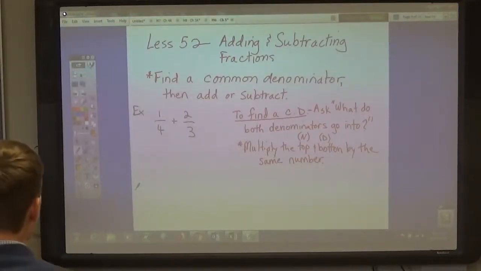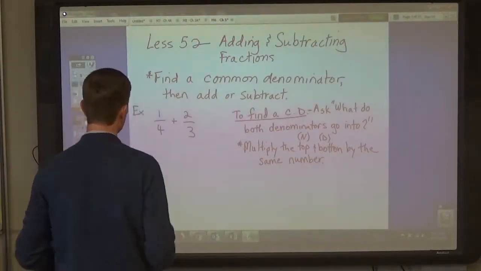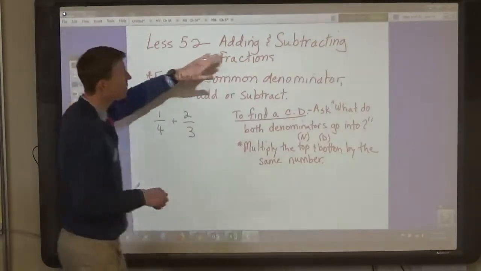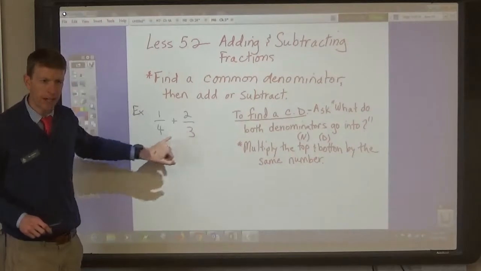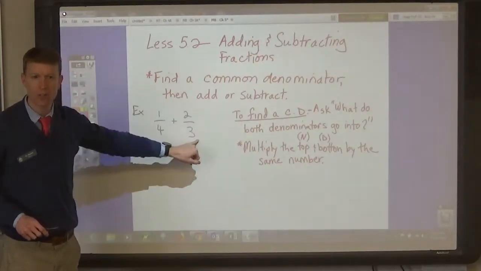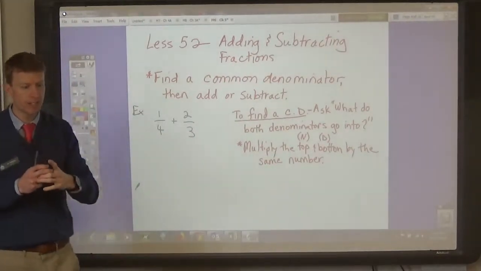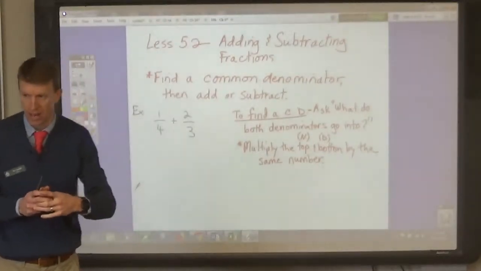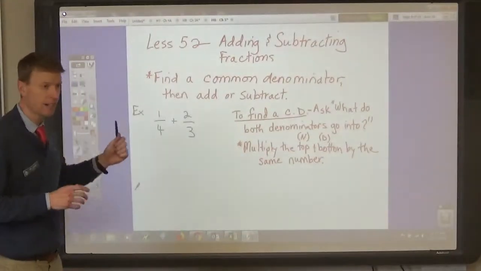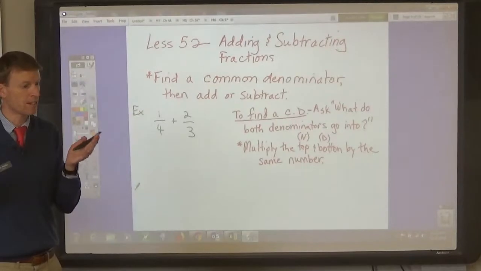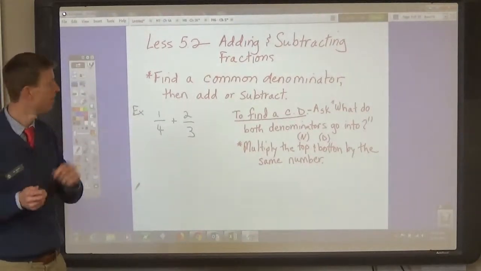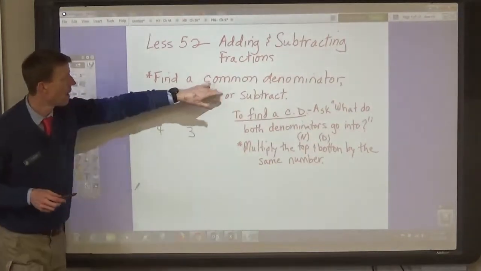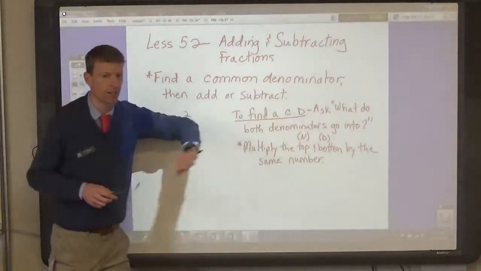Let's go through how to add and subtract fractions, sixth graders. When you're adding and subtracting fractions, you have to remember that the denominator tells you the size of the pieces that you're working with. In order to add and subtract, you have to add and subtract the same size pieces. Okay? What we call that is a common denominator.